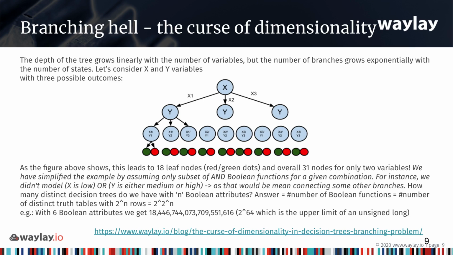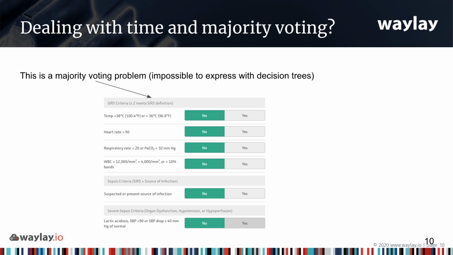And just for reference, the number of atoms in the universe is about 2^80. So we see immediately how difficult it is to implement such algorithms and such diagnostics using decision trees. Now, the other problem that you also have is that it's impossible to basically describe the voting problem.